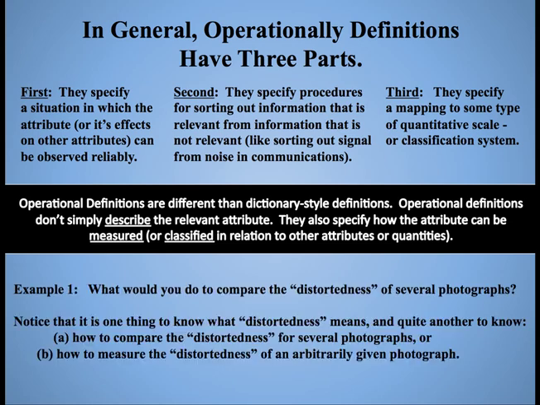Example 1. What would you do to compare the distortedness of several photographs? Notice that it is one thing to know what distortedness means, and quite another to know A. How to compare the distortedness for several photographs, or B. How to measure the distortedness of an arbitrarily given photograph.